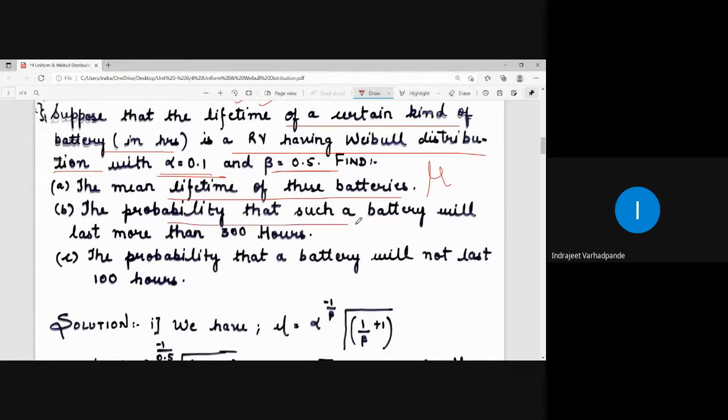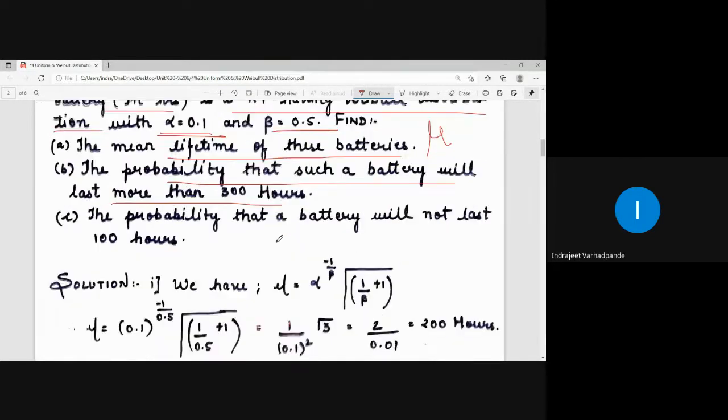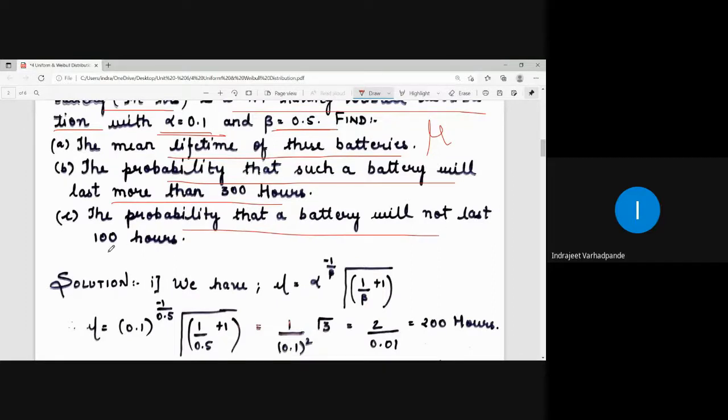The probability that such a battery will last more than 300 hours, and the probability that a battery will not last 100 hours. See, calculation of these large quantities is not possible with the help of a discrete random variable by doing the calculation distinctively. It has to be a particular range. Whenever it is a range, we try to find the answer with the help of integration. And continuous random variable is responsible when you do the actual integration.